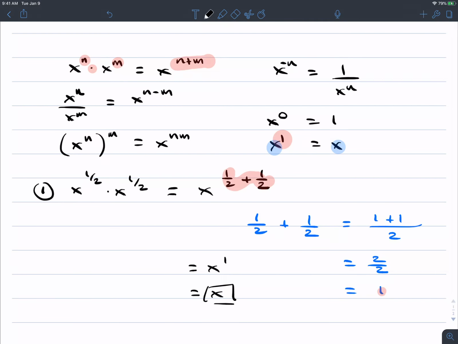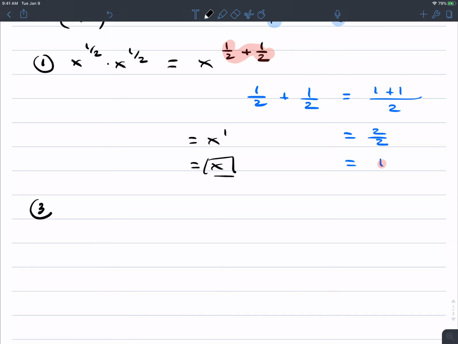All right. So now for question 3, we have x to the 1/4 times x to the minus 1/4 power. Okay, so let's look at these powers here. Again, when they have the same base and we're multiplying, see this multiplication? We're going to keep the base. And what do you do to the powers? Yep, you're going to take 1/4 and negative 1/4. We're going to add those powers. So you have 1/4 plus a negative 1/4.